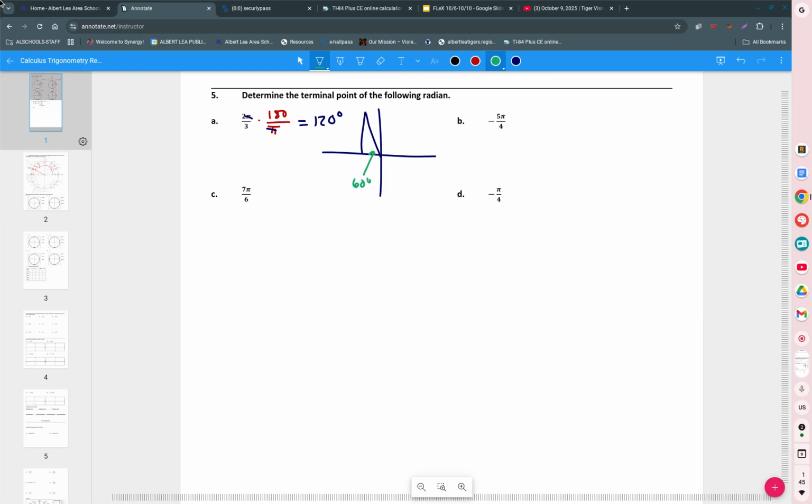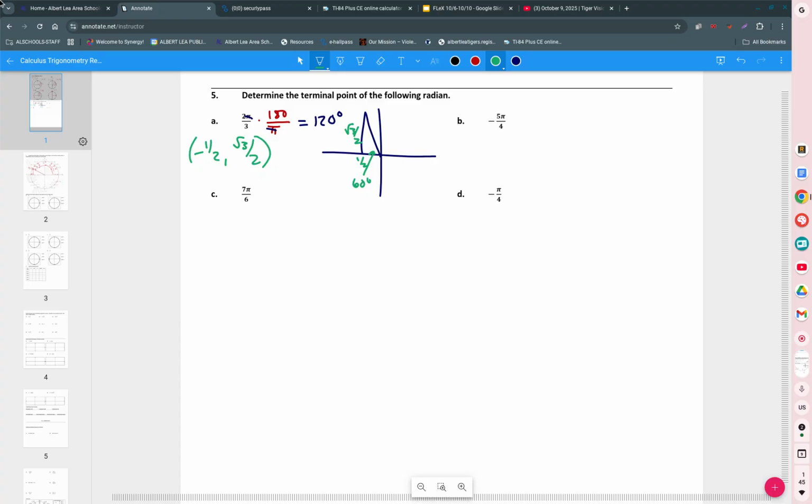60 degrees against the x-axis. Remember that the longer side is the root of 3 over 2, and the shorter side is 1/2. So we have negative 1/2 and positive root of 3 over 2. That's the terminal point. I would say that that's probably one of the most important things that you could do within trigonometry and calculus, is be able to find those terminal points.